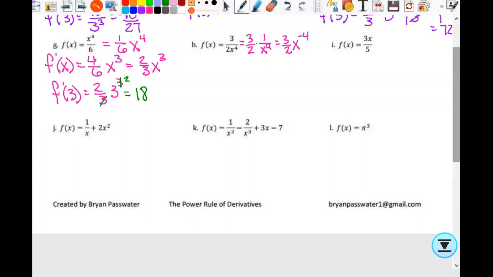You want to take the time to do that before you take the derivative. It will make your life easier. So then I have f prime of x equals, so -4 times 3/2 is -12 over 2 times x to the what?